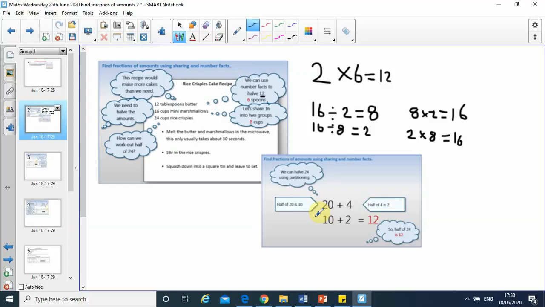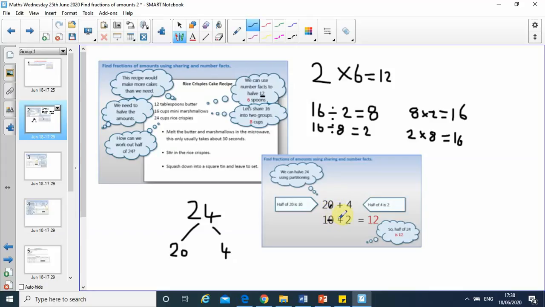Or, if you want to halve, you can use your partitioning skills. So here they've got the number 24. We know, if we were to partition that, it can go into a 20 and a 4. 20 and a 4, so 20 add 4 is 24. We should know half of 20 is 10. Or if you're unsure, remember I always say take off the 0. Half of 2 is 1. Easy. Use the facts you know to make it easier for you.